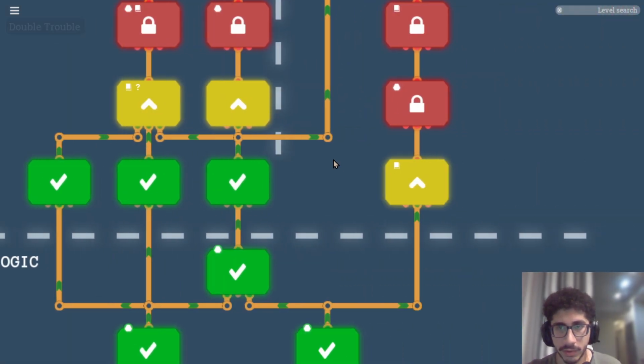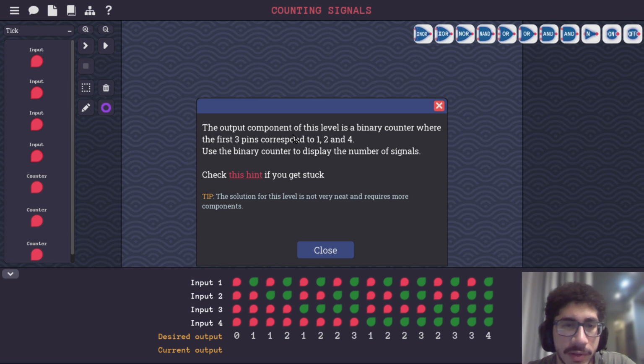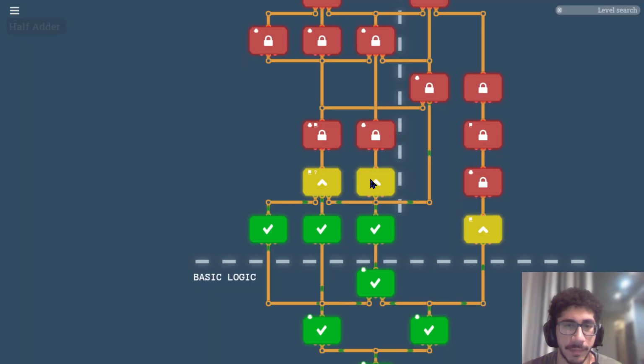Alright, so let's go on here. We're going to stick to the arithmetic side of things. So let's see what this one has to play. Counting signals. The output component of this level is binary counter. Wow, we're going to make a binary counter already. The first 3 pins correspond to 1, 2, and 4. Use the binary counter to display the number of signals. Check this hint if you get stuck. The solution for this level is not very neat and requires more components. Yikes. I prefer it when it's neat, but we're going to see. So we're going to make a binary counter. This is actually very exciting, so I'm going to keep this for another video. Let's just take a look at this real quick.